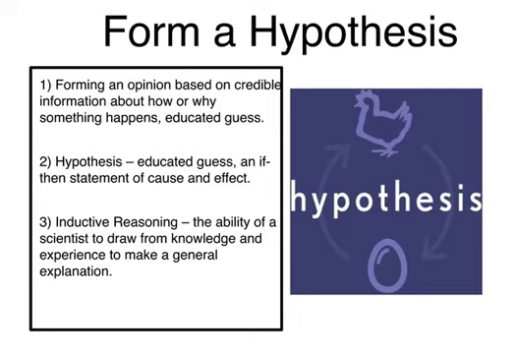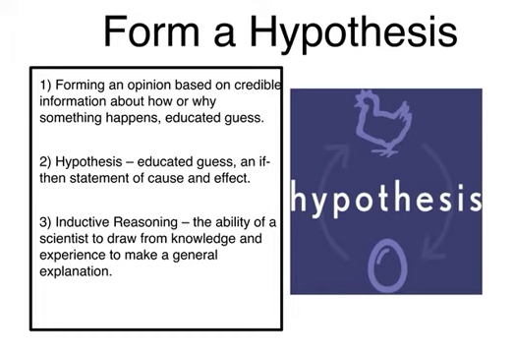Next, you'll form a hypothesis. That's forming an opinion, but it is based on credible information about how or why something happens. It is an educated guess. You're not just going to say, well, I think if it's raining outside, the sky is going to be bright neon green. Well, that wouldn't be a very educated guess. So that's why you conduct research prior to forming a hypothesis.